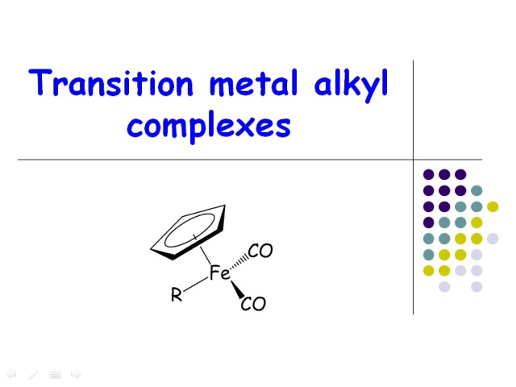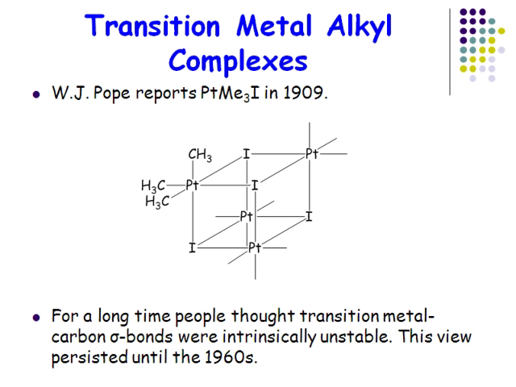So, transition metal alkyl complexes, and here's one to go on our title slide. Now, where does the chemistry of transition metal alkyl compounds begin? With W.J. Pope, and his 1909, beginning of the 20th century, report of the compound that has, again, the elemental analysis consistent with having one platinum, 3 methyl groups and an iodide.